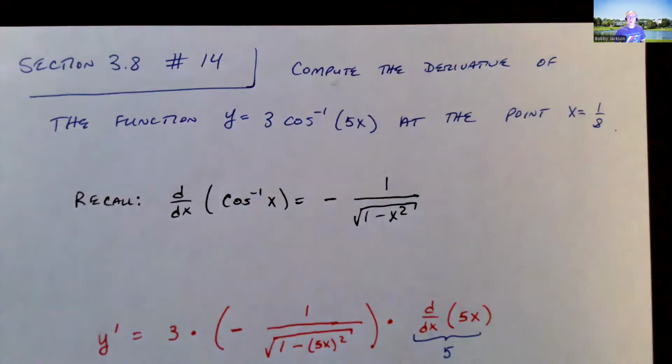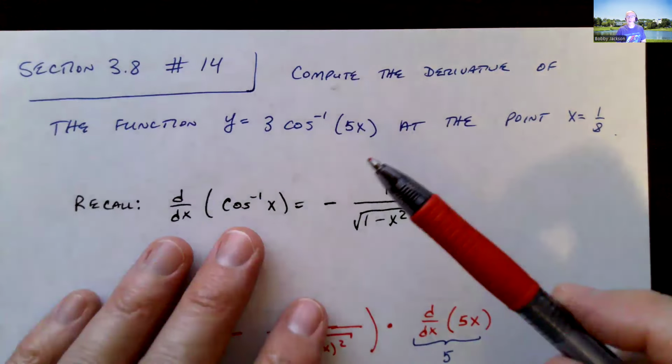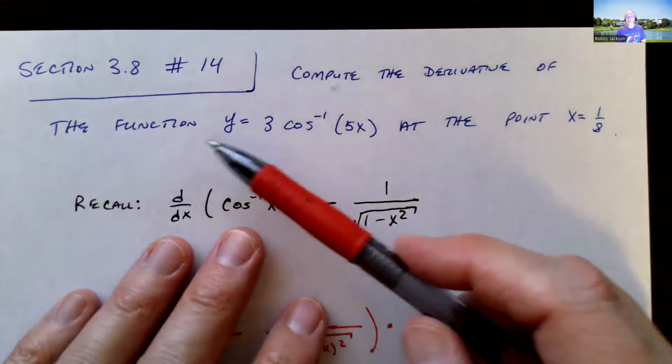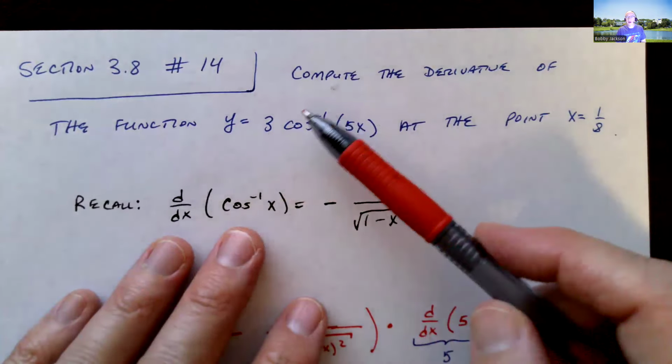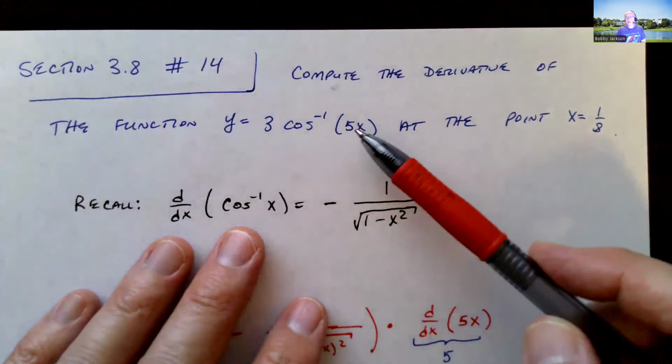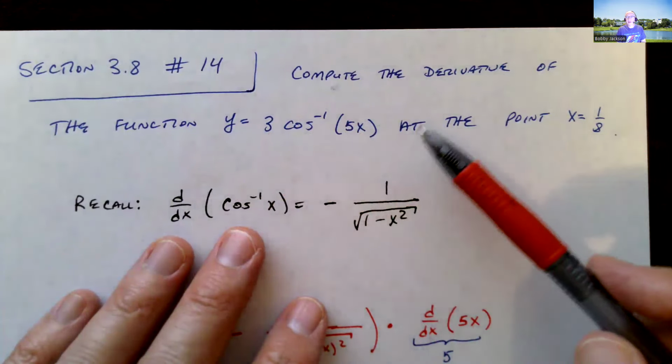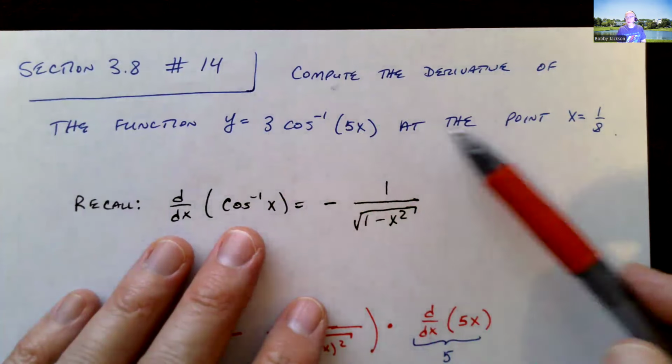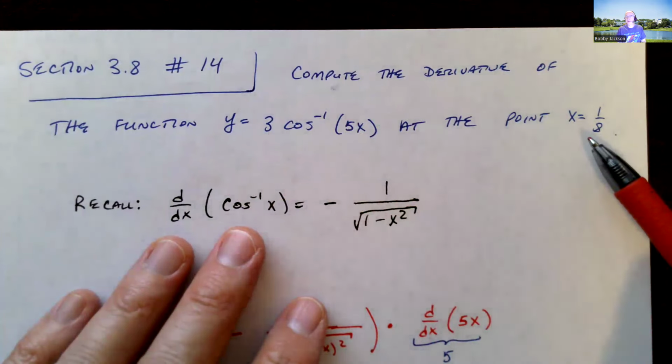Okay, everyone, we're going to look at number 14 here in section 3.8. We're going to compute the derivative of the function y equals 3 times the arc cosine or inverse cosine function evaluated at 5x. And we're going to find that derivative, then evaluate it when x is 1/8.